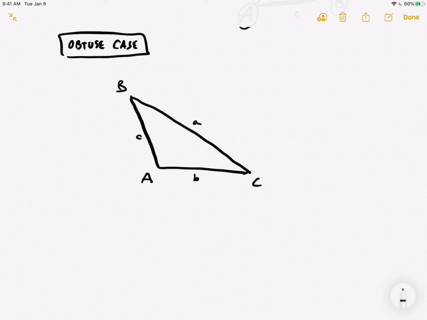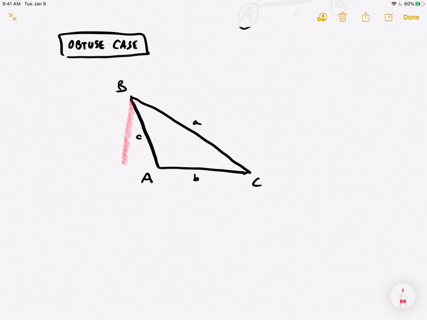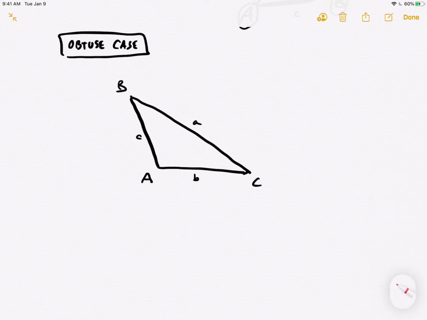So once again, I want to draw an altitude, but I'm going to draw the altitude from B. Now the altitude from B, as you can see here, doing that wrong, let's try that again. The altitude from B here would be on the outside of the triangle, and it would meet AC, if you were to extend it, somewhere on the exterior of the triangle. So I'll call that altitude h.